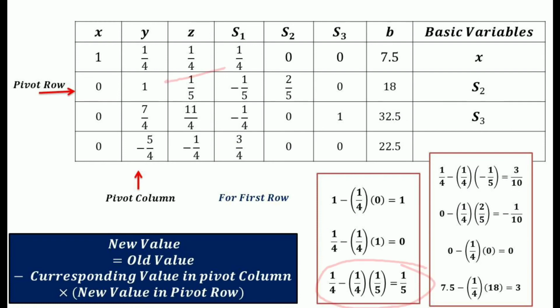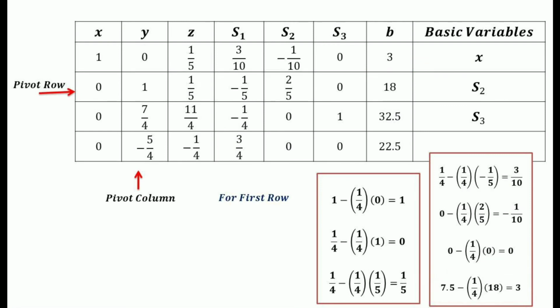Similarly, the third element, that is 1 upon 4 minus 1 upon 4 into 1 upon 5, which is equal to 1 upon 5. Fourth element, that is 1 upon 4 minus 1 upon 4 into minus 1 upon 5, which is equal to 3 upon 10. The fifth element, that is 0 minus 1 upon 4 into 2 upon 5, which is equal to minus 1 upon 10. The sixth element, that is 0 minus 1 upon 4 into 0, which is equal to 0. And the last element, that is 7.5 minus 1 upon 4 into 18, which is equal to 3.